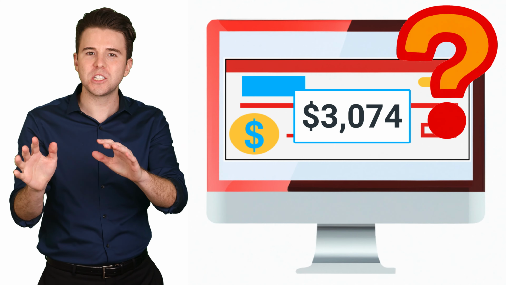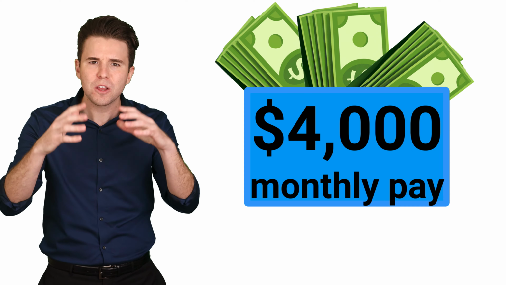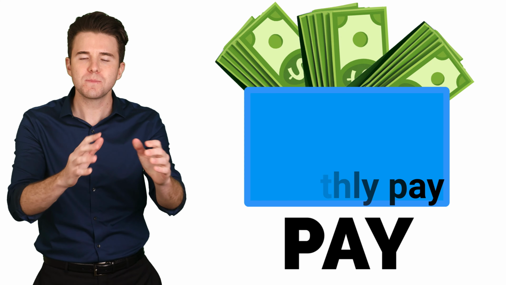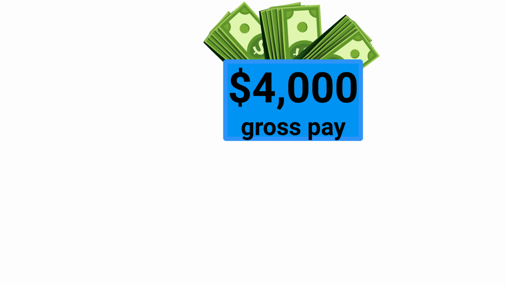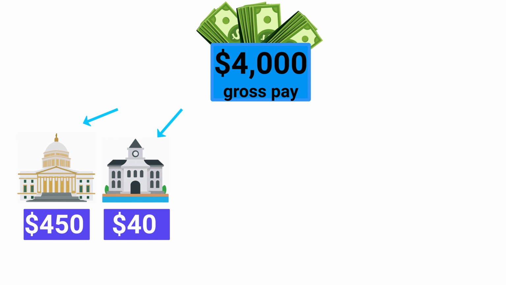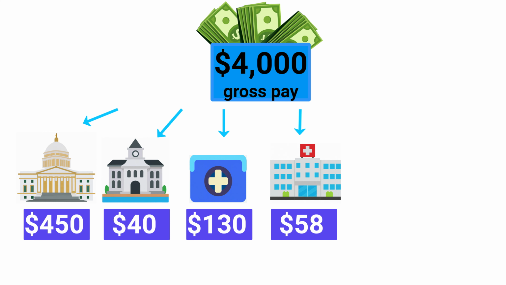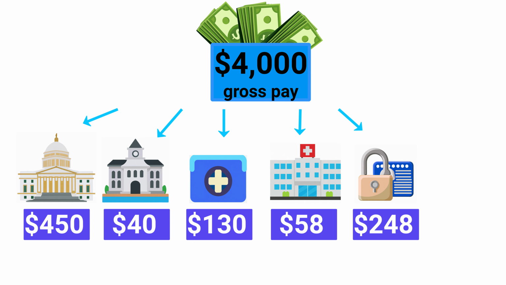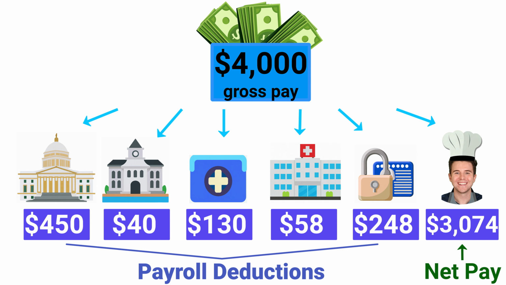And that's when the manager explains to me that the $4,000 per month was my gross pay, which is my total compensation before any deductions. Deductions are for federal income taxes, state and local income taxes, voluntary deductions for things like medical insurance and union dues, and FICA taxes for Medicare and Social Security. After all these deductions, my net pay or take-home pay is $3,074.